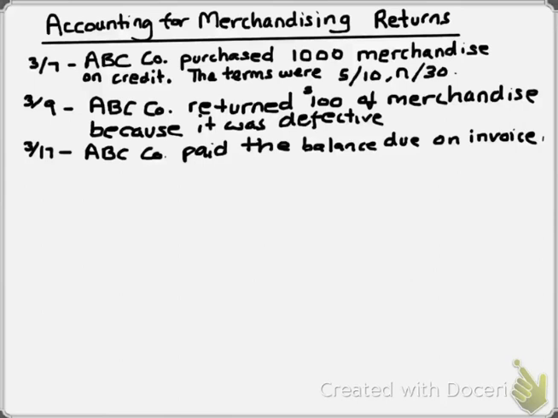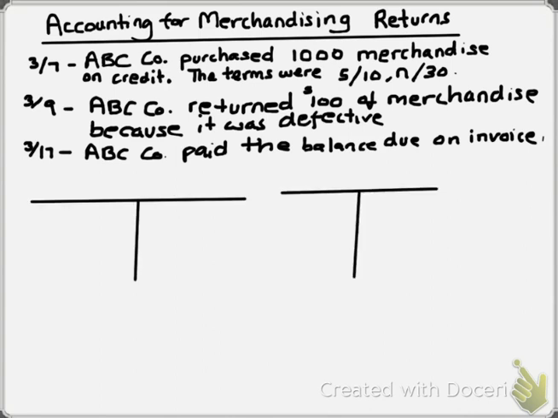On March 9th, ABC Company returned $100 of merchandise because it was defective. And then on March 17th, ABC Company paid the balance due on an invoice. So let's take a look and see how we would record this. You know that on March 7th, when you purchase it, you are going to debit your inventory account for $1,000, and then you're going to credit your accounts payable for $1,000.